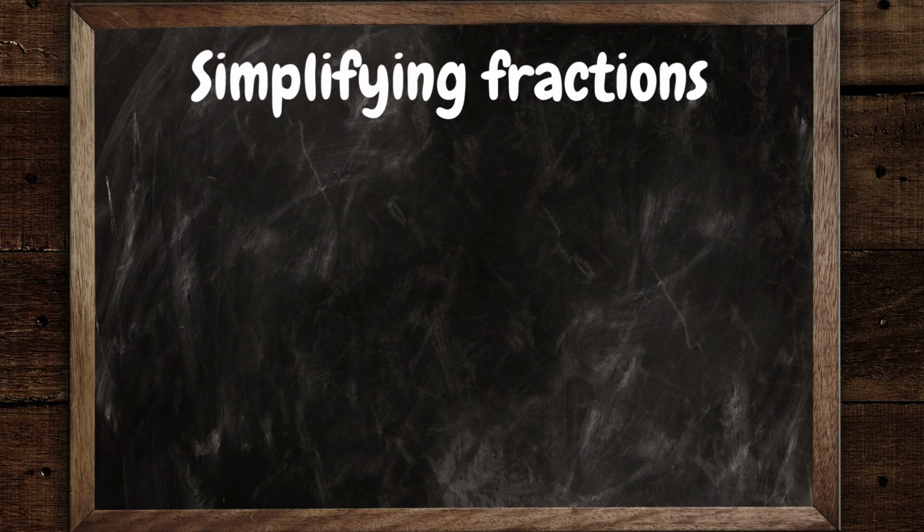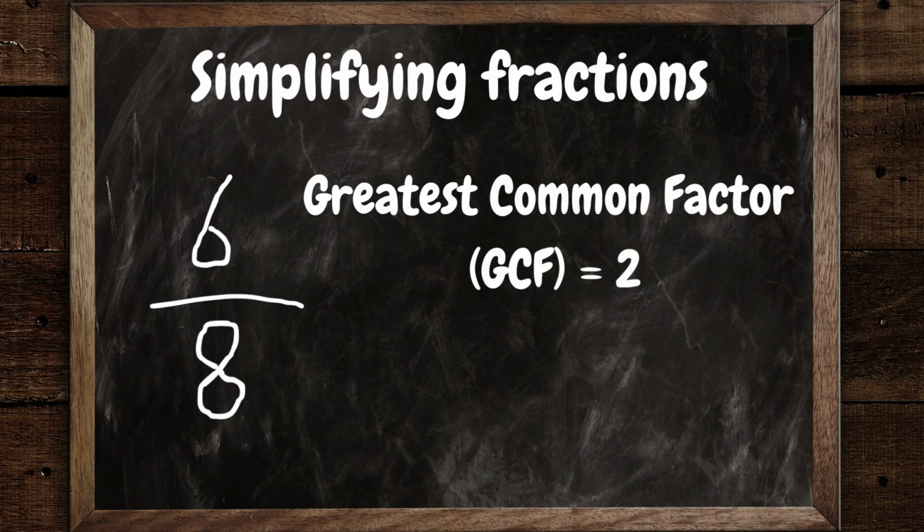Now, sometimes you'll need to simplify a fraction. This means reducing it to its simplest form. So let's simplify 6 over 8. The first step is to find the greatest common factor. What number goes into both 6 and 8? In this case, it's 2.